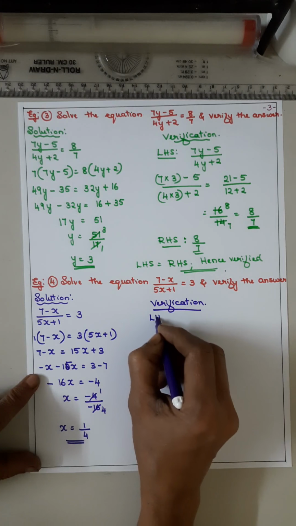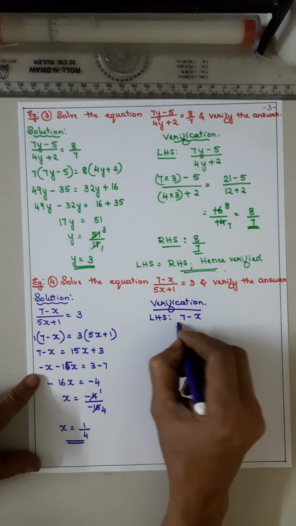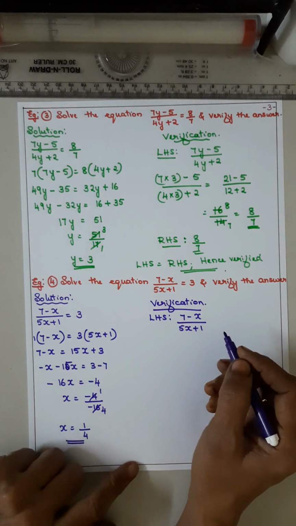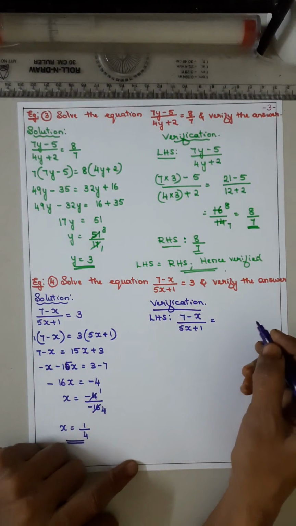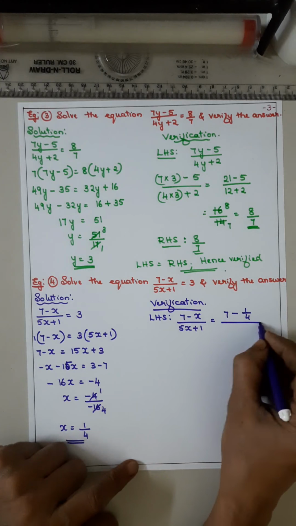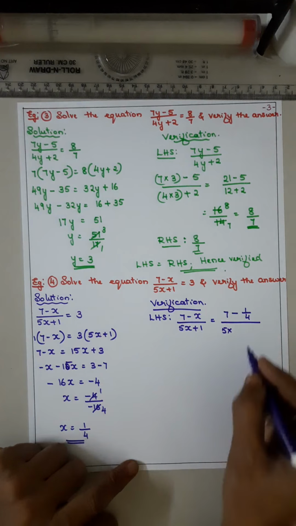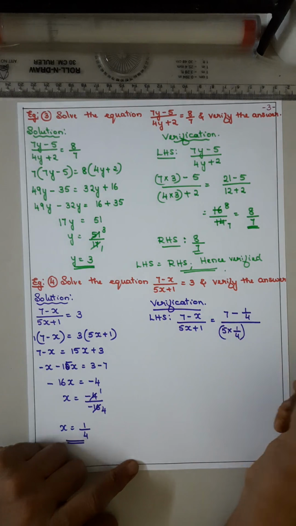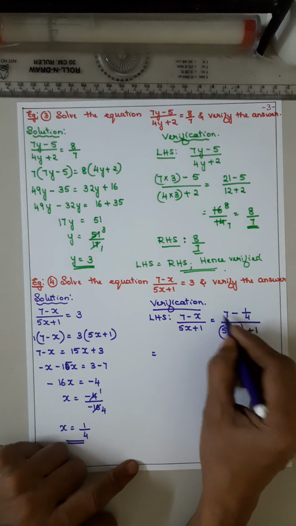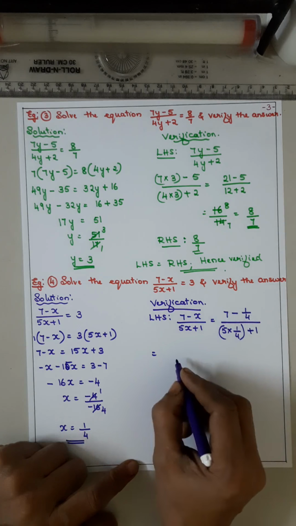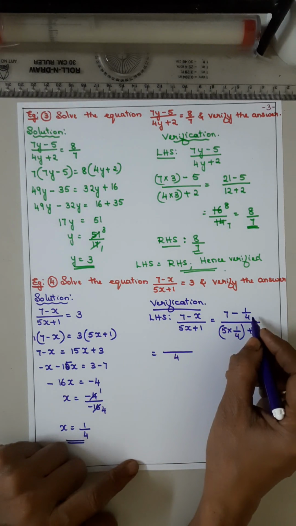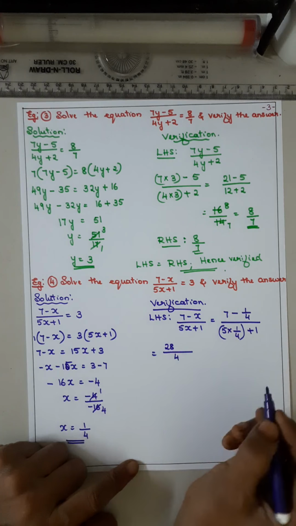LHS: 7 minus x upon 5x plus 1. Okay, now it is a fraction, so you better take care. It will be 7 minus x is 1 by 4 upon 5 into x is 1 by 4, put within the bracket, plus 1. So that becomes, now here it is a fraction, so LCM is 4, 1 4s are 4, 4 7s are 28.